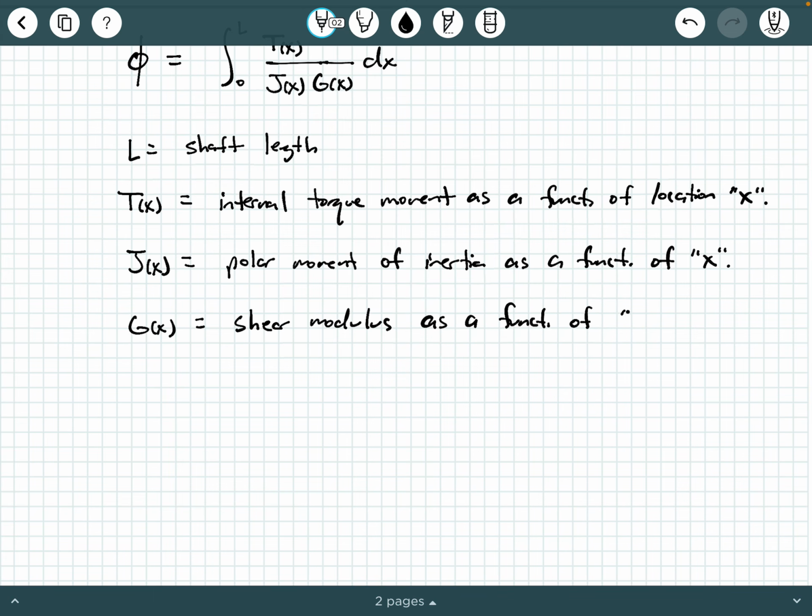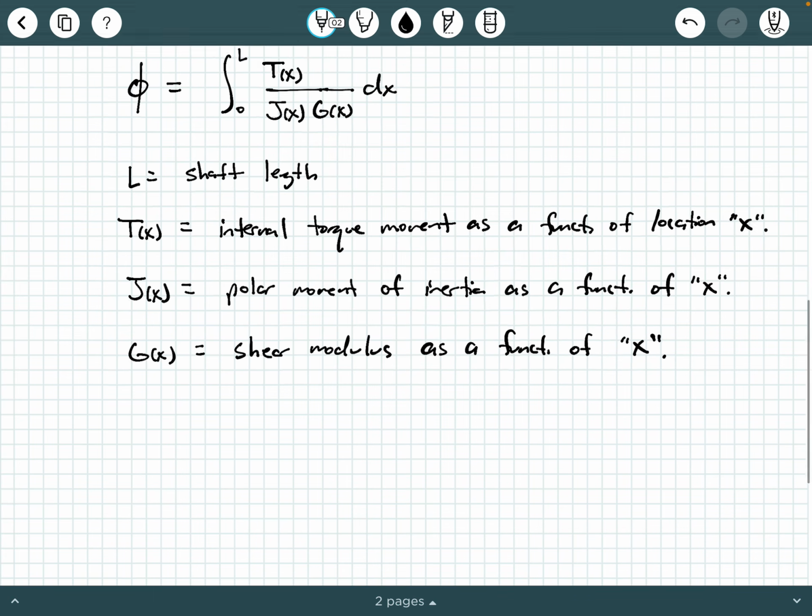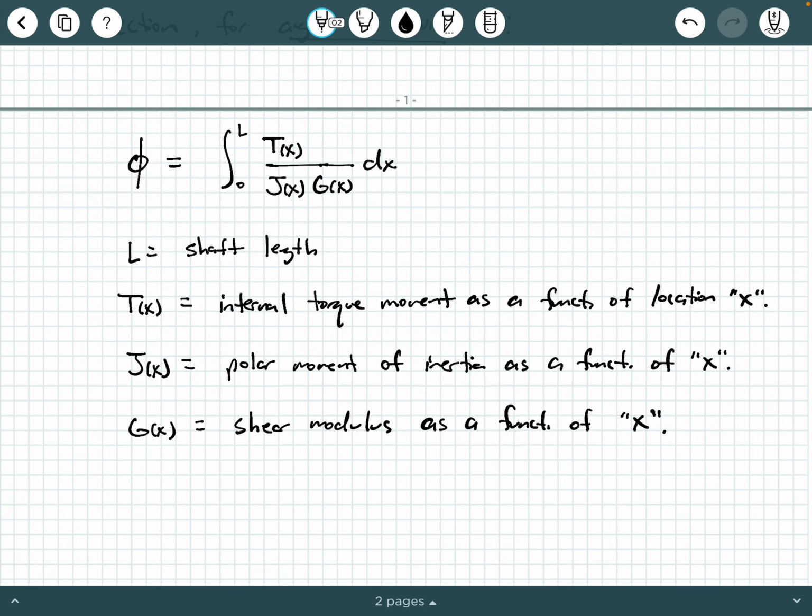Now, a lot of times, some or all of these terms will be constants over particular domains. And so a lot of times, you can pull out some or all of these outside of the integral. So this is the generic form of angle of twist if you have functions for any of these three terms. But if you don't have a function, if you have a bunch of constant terms, things can kind of pull out of the integral as appropriate.